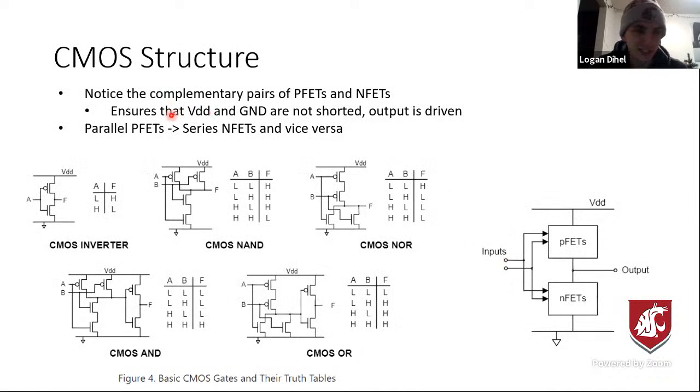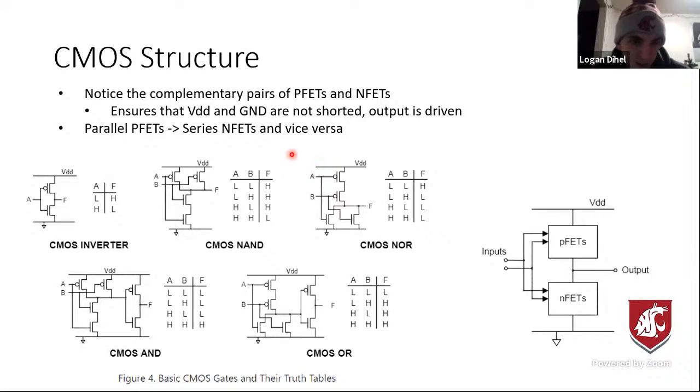With CMOS, we can make different types of structures, like inverters, NAND gates, and NOR gates. Then we can combine the inverters and the NANDs and the NORs to make the AND gate, which is just a NAND with a NOT, and the OR gate, which is just a NOR with a NOT. Here are all the different truth tables.